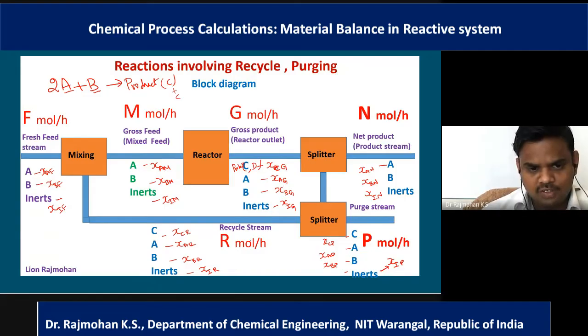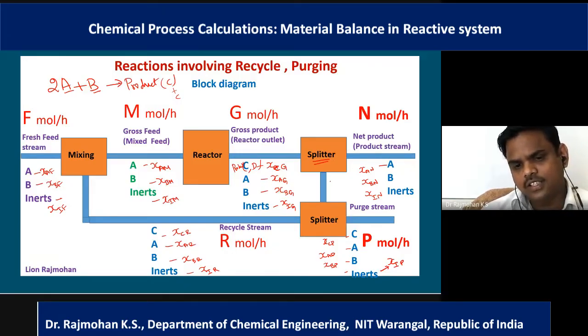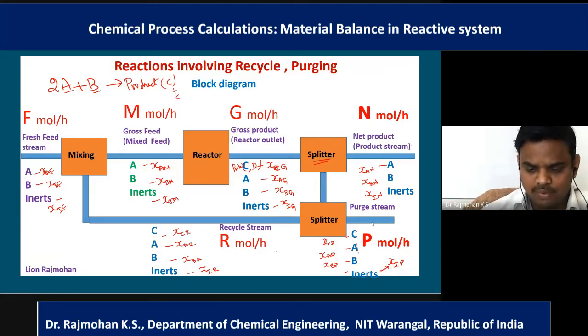The composition of G is equal to the composition of R and the composition of P, provided this acts only as a splitter, not involving any unit operation. If it is a distillation column kind of thing, the product will not have the same composition. It is simply a splitter, in which case you have the same composition. If it is a unit operation such as membrane filtration, distillation, extraction or absorption, then your product stream may not have the same composition. If it is a simple splitter, then the composition of G equals the composition of N equals the composition of R, and when P is also present, it will have the same composition.